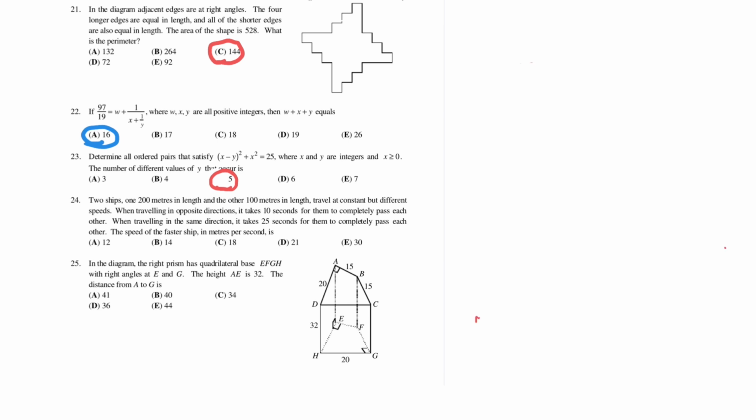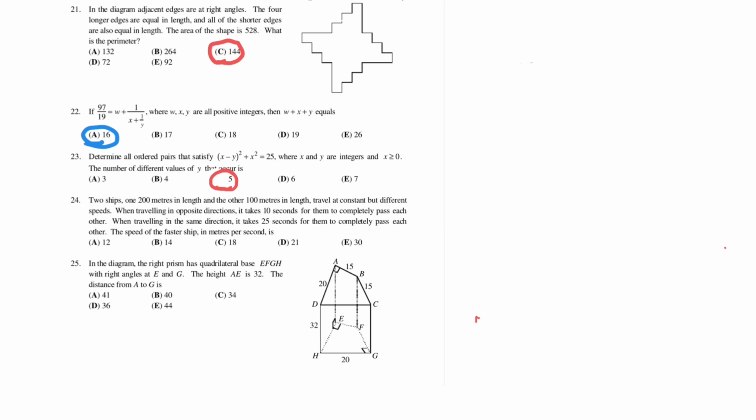Number 24. Two ships, one 200 meters in length and the other 100 meters in length, travel at constant but different speeds. When traveling in opposite directions, it takes 10 seconds for them to completely pass each other. When traveling in the same direction, it takes 25 seconds for them to completely pass each other.